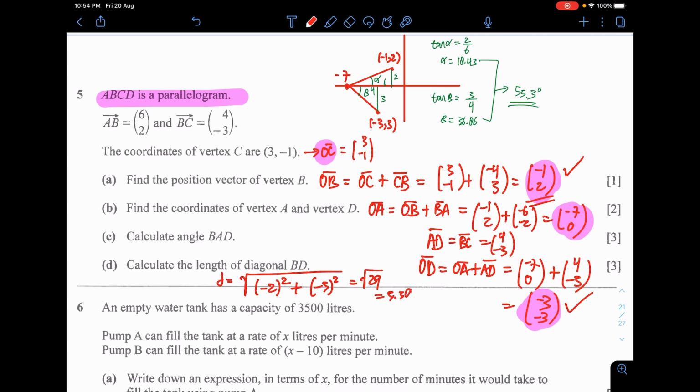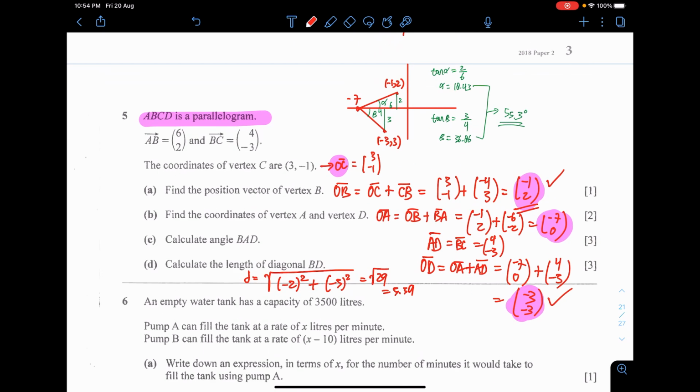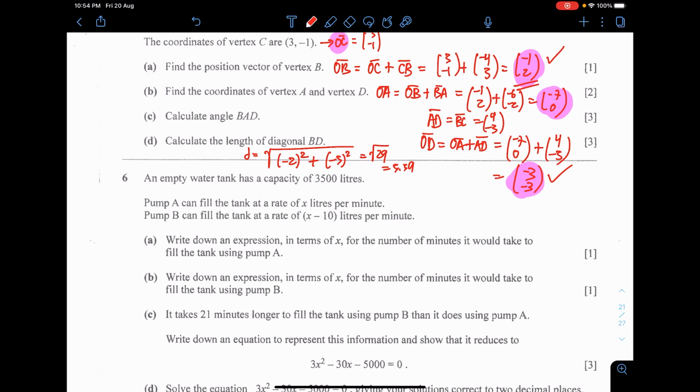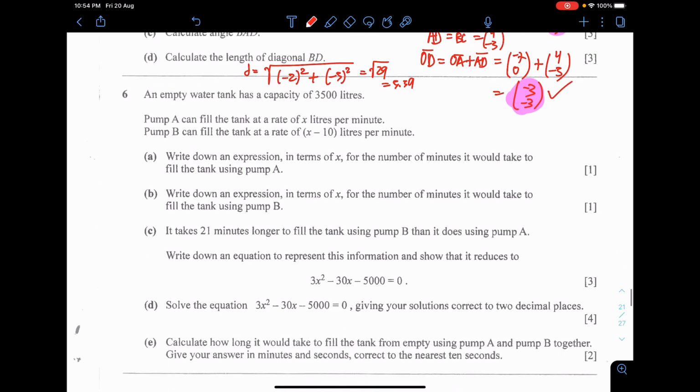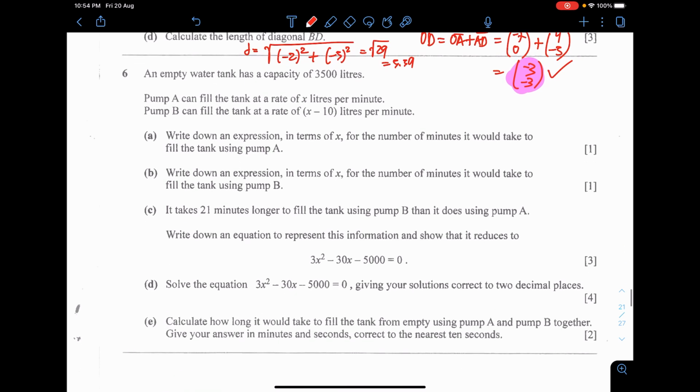Okay, A-Maths students, pay attention. Do not leave your answer as square root 29. I know that A-Maths students, you learn surds, so square root 29 doesn't look so weird, but you need to make it to decimal places in E-Maths. Next, an empty water tank has a capacity of 3,500 liters.